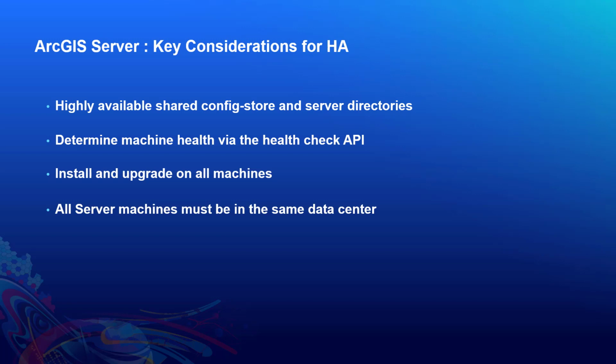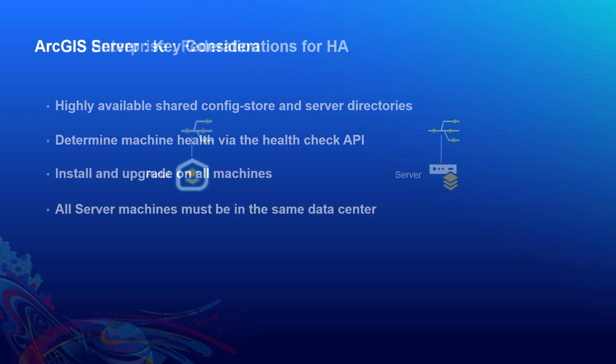Now here's some key considerations to make for a highly available ArcGIS Server site. First, make sure that the shared config store and directories are on a highly available share. Next, make sure you're determining the health of the machine through the health check API within your load balancer. When you want to upgrade, install the software first on every single machine within the site, and then sequentially go ahead and continue the upgrade on each machine. Similar to Portal, all ArcGIS Server machines must be in the same data center.